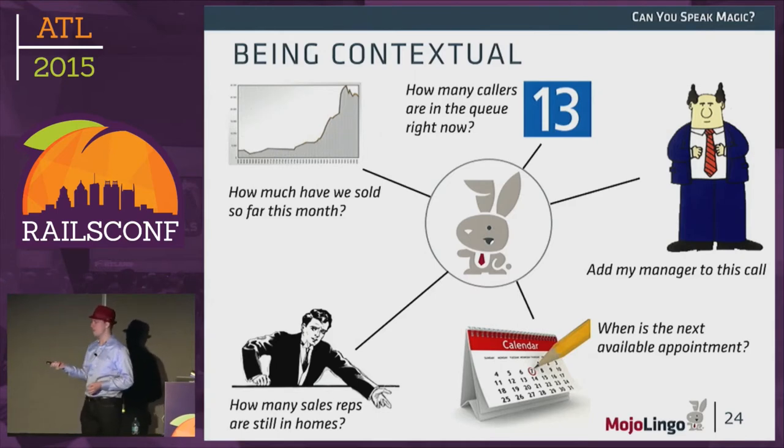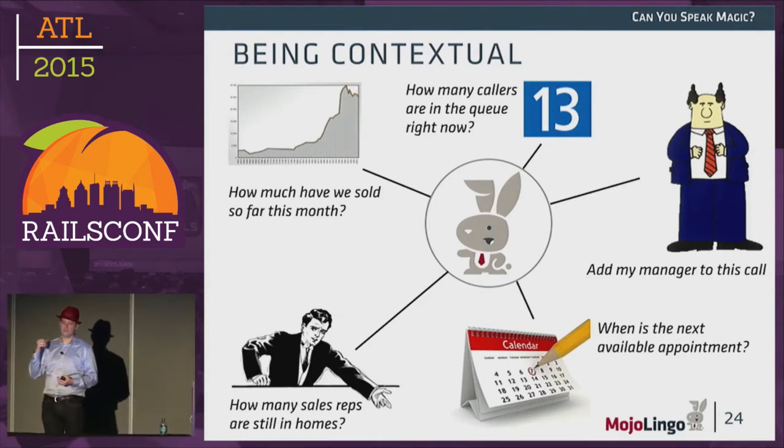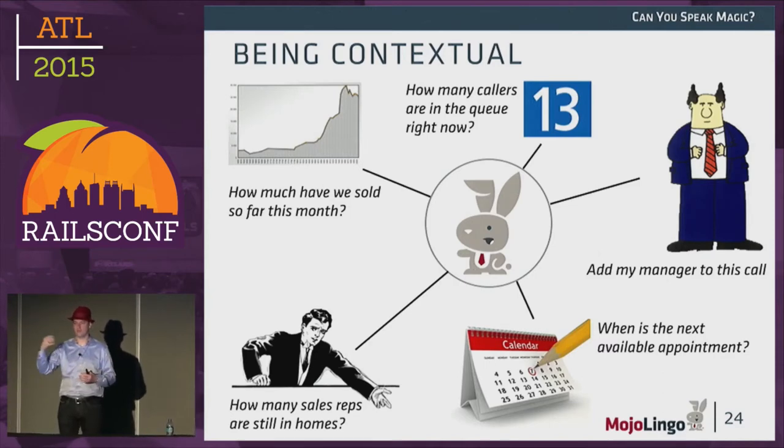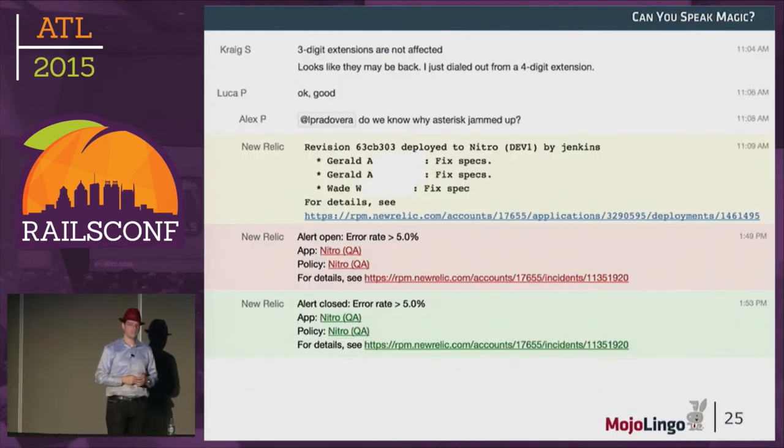I like the one that says, add my manager to this call, because it implies not only that the manager can be easily added to an existing conversation, but the business relationship is understood by the application. So if I make a request, I say, my manager, the application knows who I am, who my manager is, knows how to reach my manager, and then actually adds them to the conversation. You can see this in text as well.